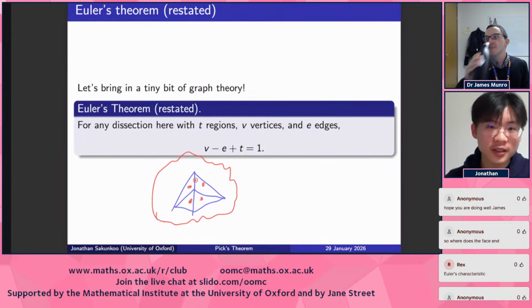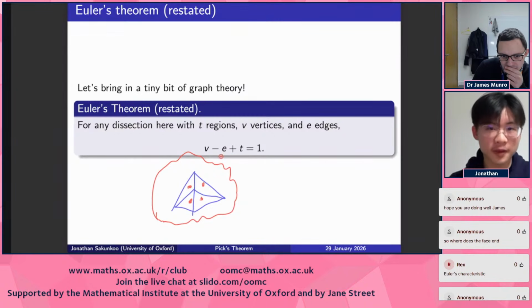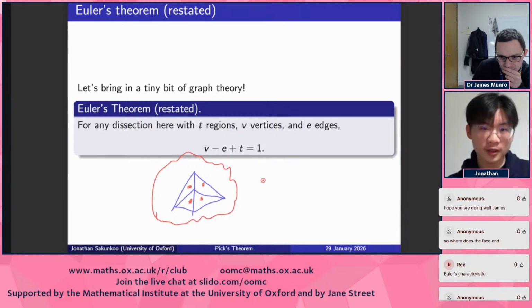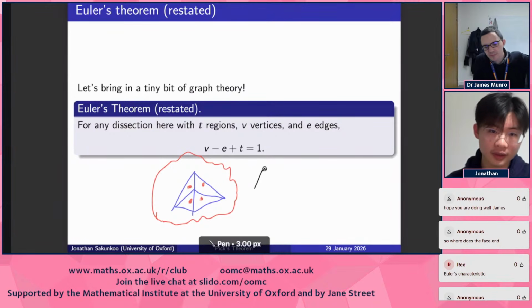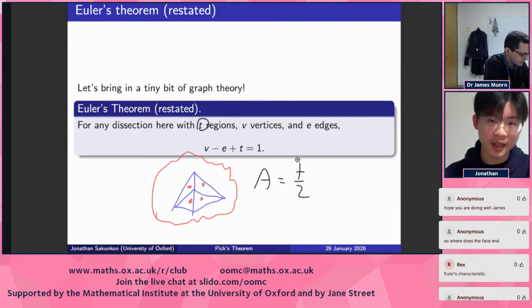And so continuing with our journey on the way to proving Pick's theorem, we just take Euler's theorem, which says that v minus e plus t is 1. And recall that earlier we showed that the area A equals t over 2, where t is the number of triangles, which is also the number of regions. So I picked t to be the same because these are the same t. They're the same t. Okay.